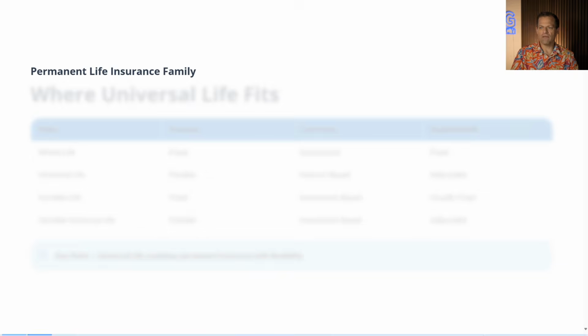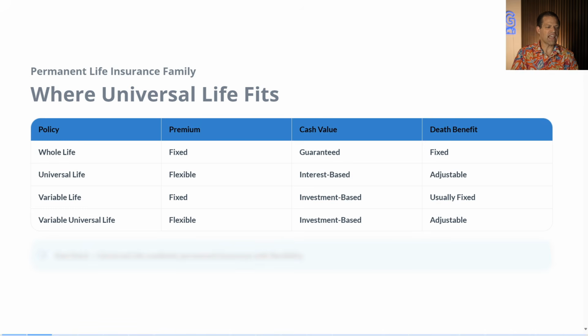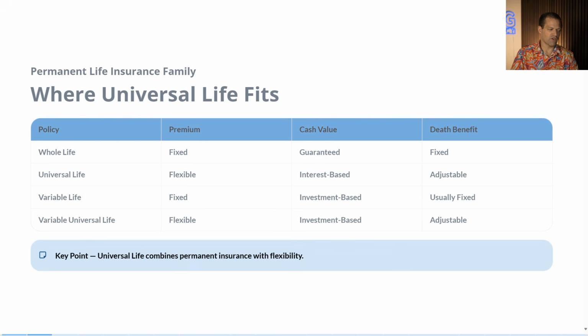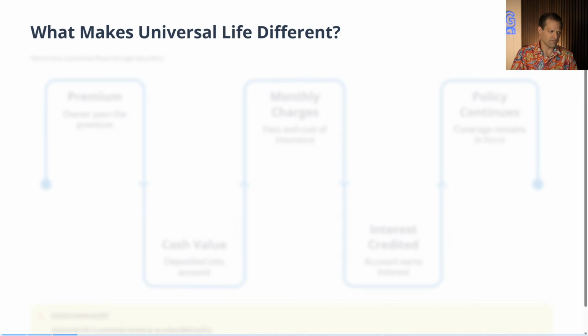So where universal life fits in the scheme of life insurance, it's a permanent plan, okay? So the premiums are flexible. We'll learn more about that in a minute. The cash value is interest-based, not guaranteed like whole life, and the death benefit is adjustable. So universal life combines permanent insurance with some flexibility. That's really the premise behind it, to give consumers something less rigid than whole life insurance.